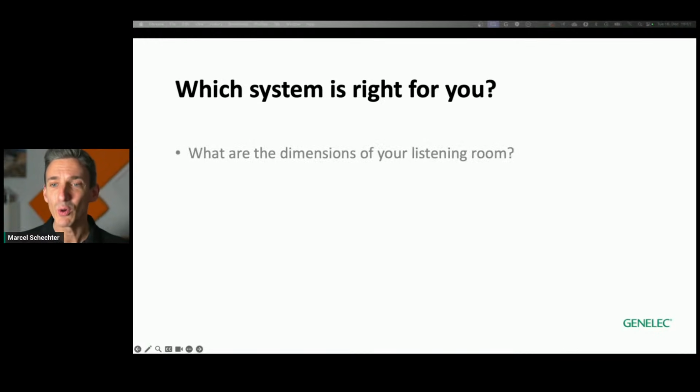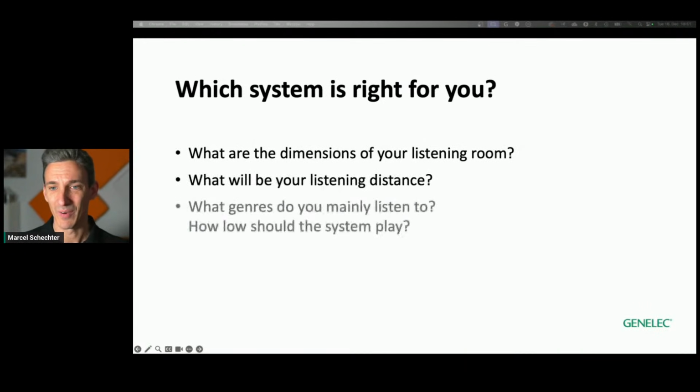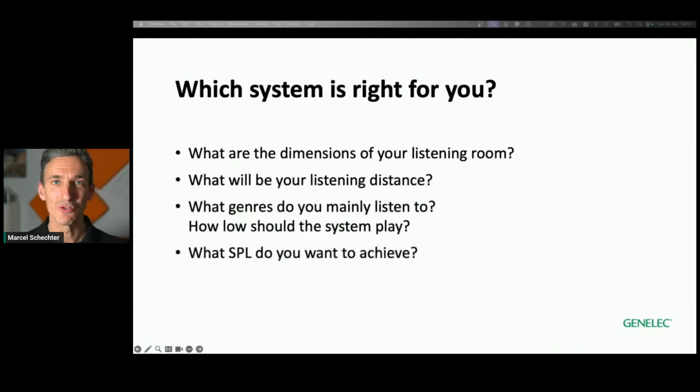If you would ask me, what system should I go for? I would usually always ask the same questions. And this is somehow dimensions of the listening room. You already know why. Is it possible to have 3 meters distance to the walls? Or is it more like a room like mine here with 11 square meters? Then what will be your listening distance? Usually, to be honest, I ask this because then I want to tell you, get closer to the speakers, because this is almost always the right answer.